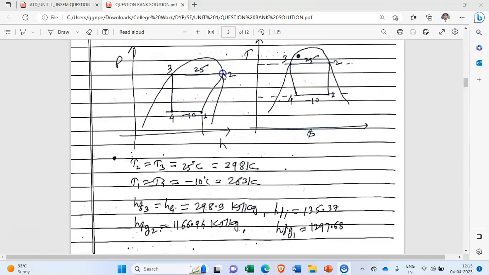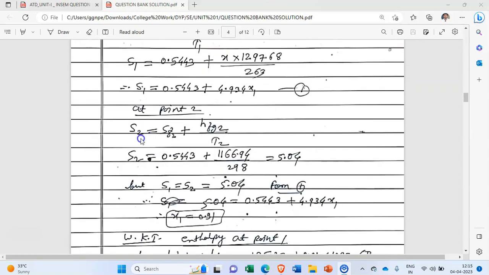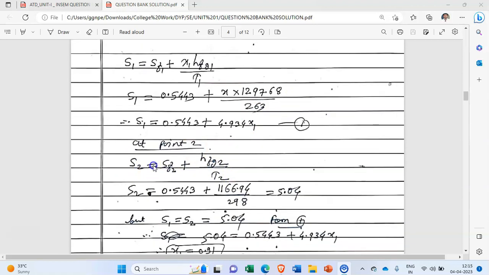Exactly at point 2, it is a saturated vapor line. At this particular point, S2 is directly not given in the table, that's why we have to calculate it, with the help of this formula: SF2 plus HFG2 upon T2. Remember the difference between the S1 and S2 formulas: in S1 there was a dryness fraction, that's why we have taken x, but here there is a saturated vapor line, and the dryness fraction is always 1 on that line. That's why here we have not mentioned any x.